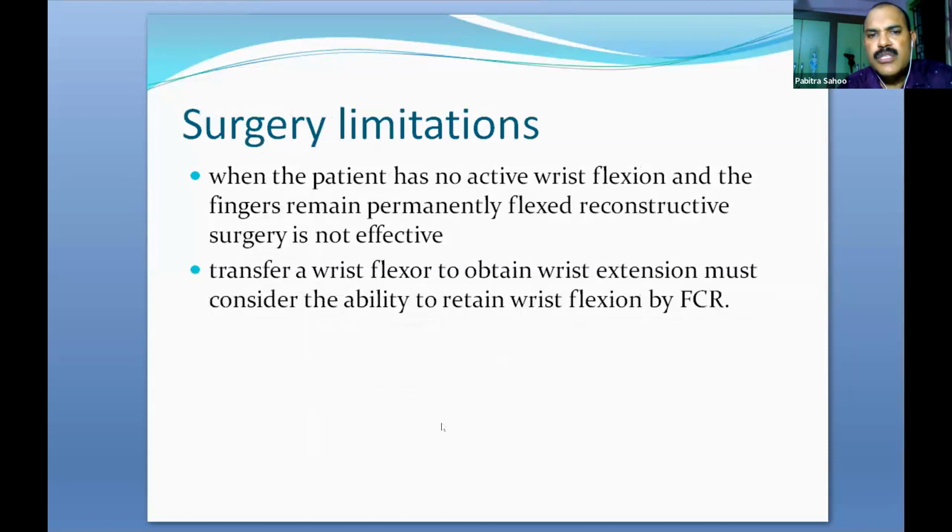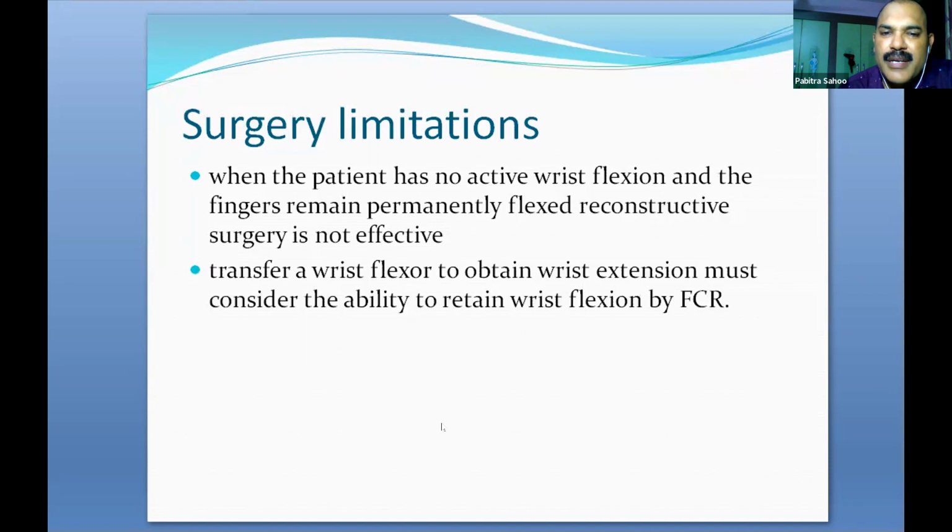What are the surgical limitations? What are the limitations of the surgery when the patient has no active wrist flexion and the fingers remain permanently flexed? Reconstructive surgery is not indicated. Dear friends, please remember, when the patient has no active wrist flexion and the fingers are permanently flexed, we don't have any tendon to transfer to the dorsum for opening the fingers. So this is a contraindication for the surgery. You can take it as Zancolli's 4.